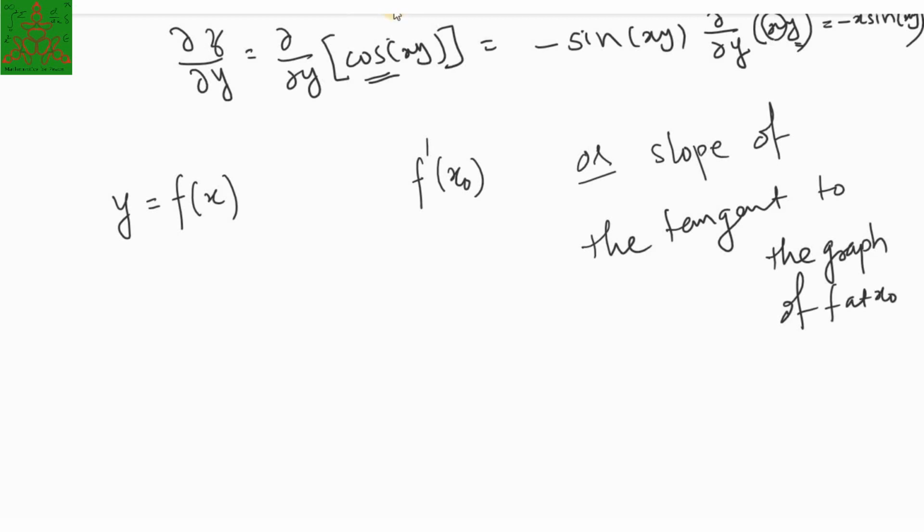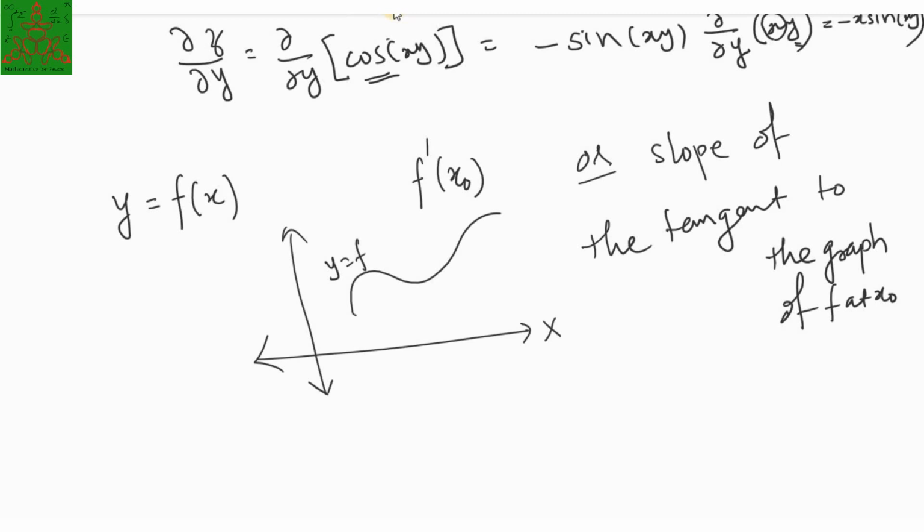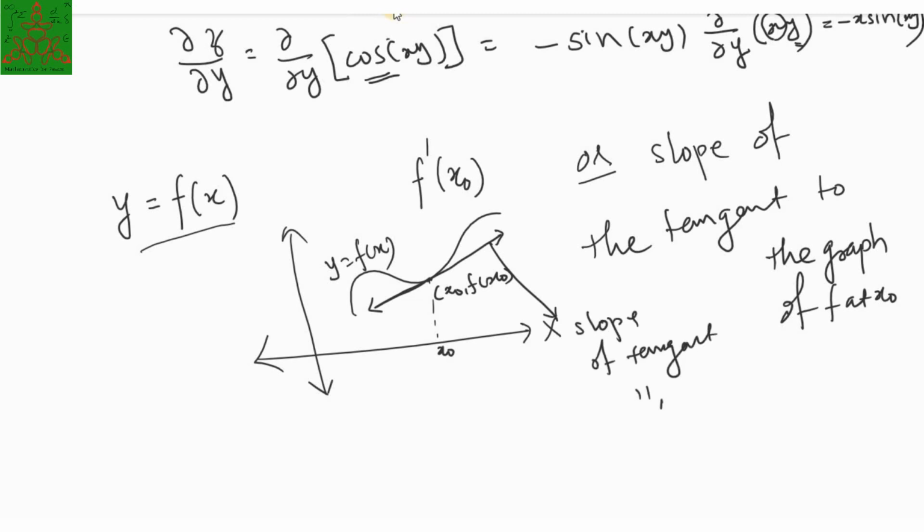So that means you have, this is your xy plane, this is the curve y equal to f of x. So suppose this is the point x0, and a tangent at this point (x0, f of x0). The slope of this tangent is nothing but f dash of x0, that you know. Okay, that is the geometrical interpretation of the derivative for one variable.